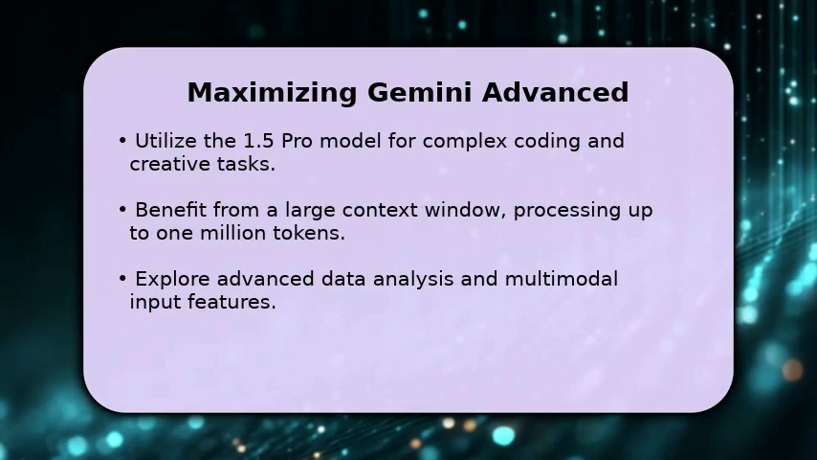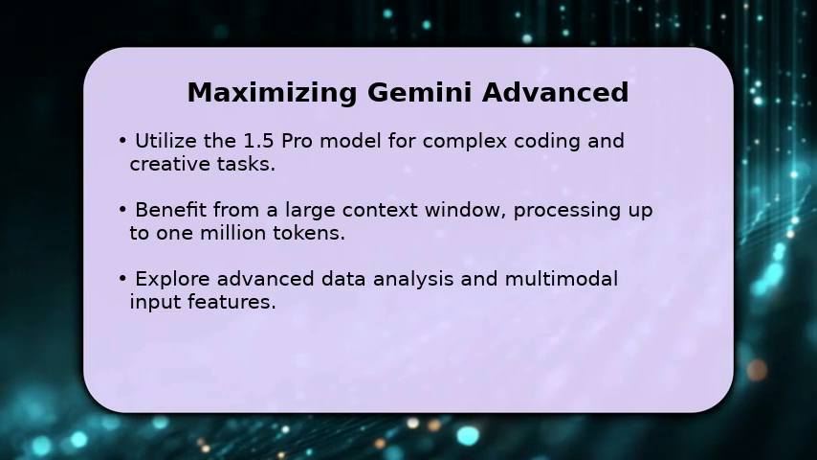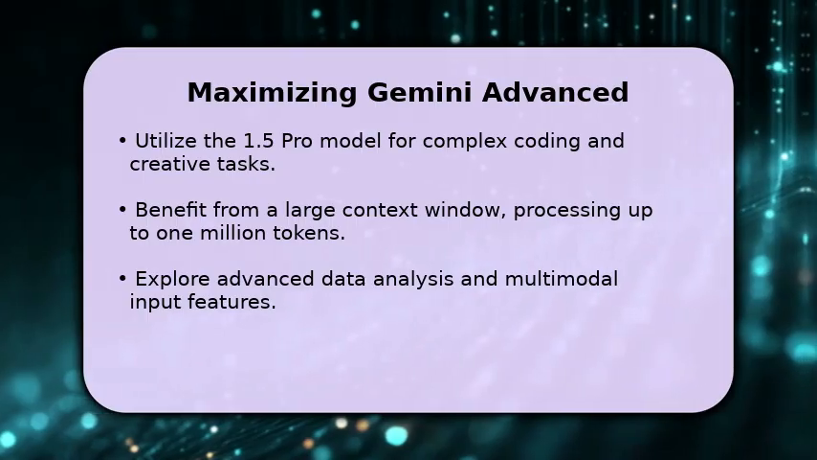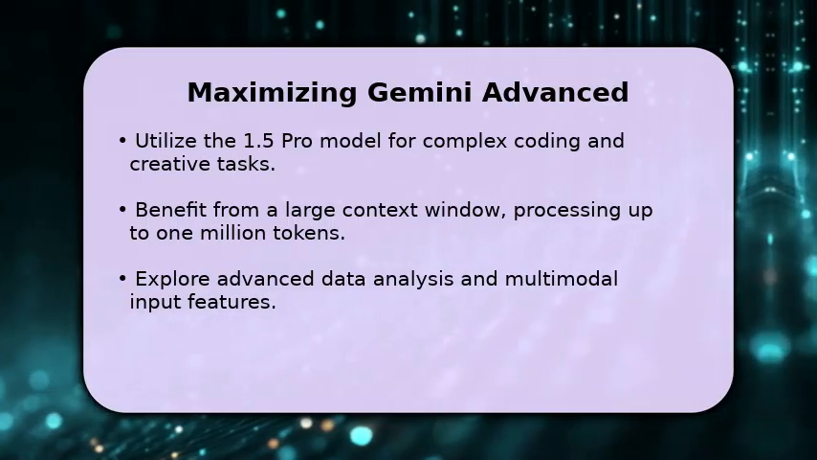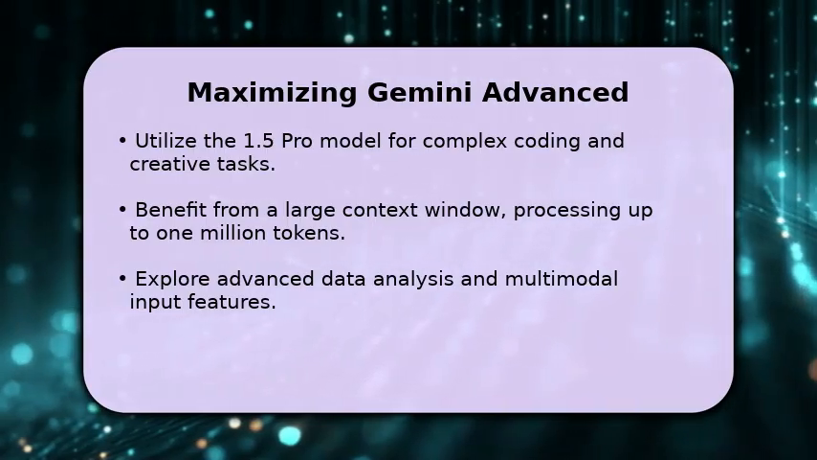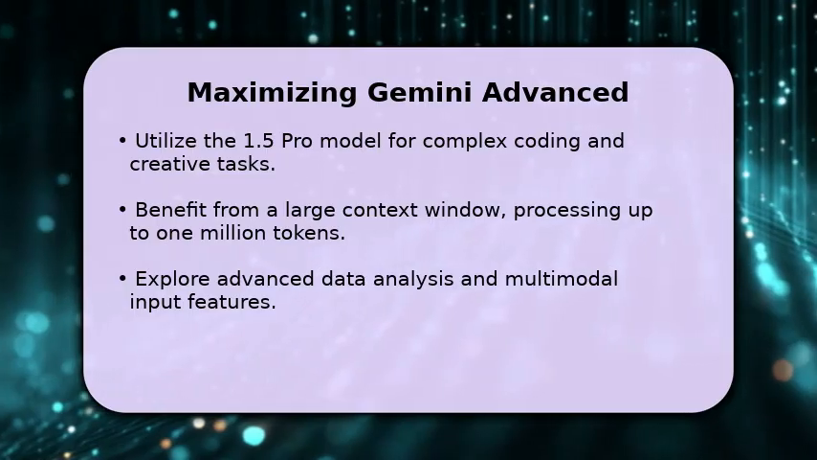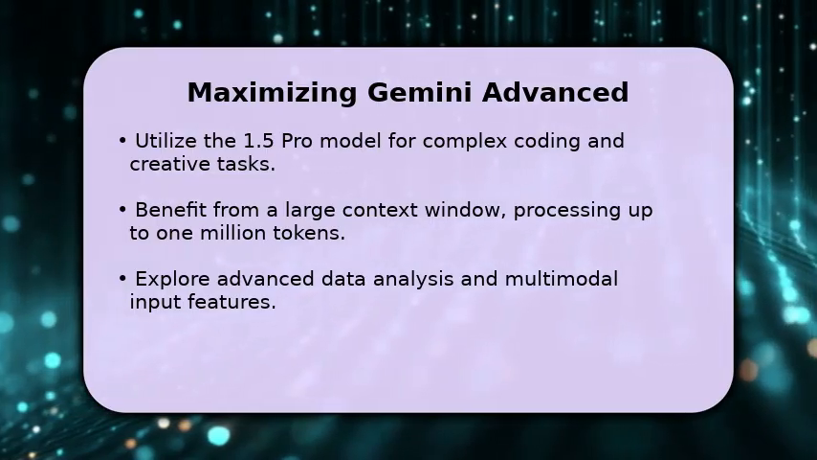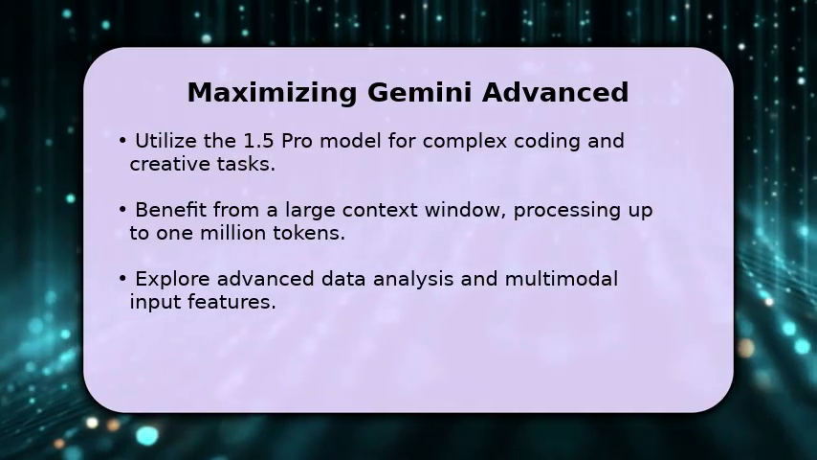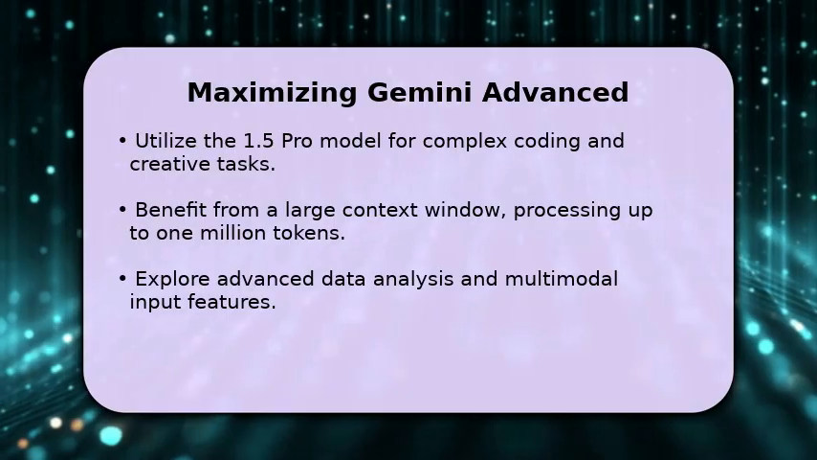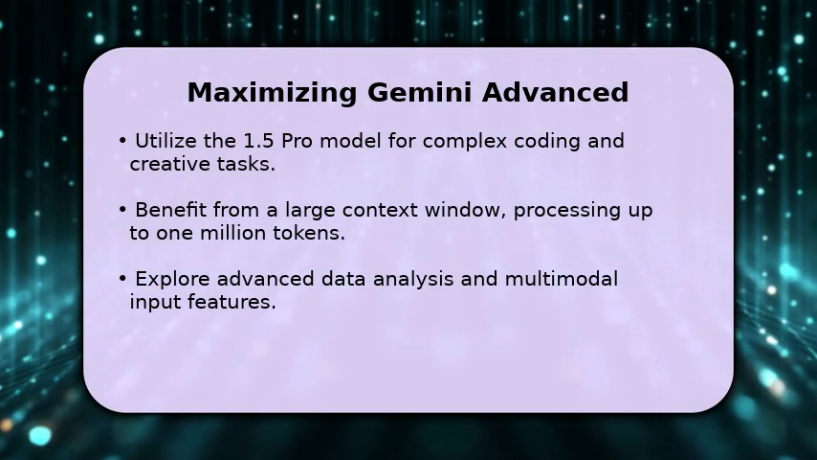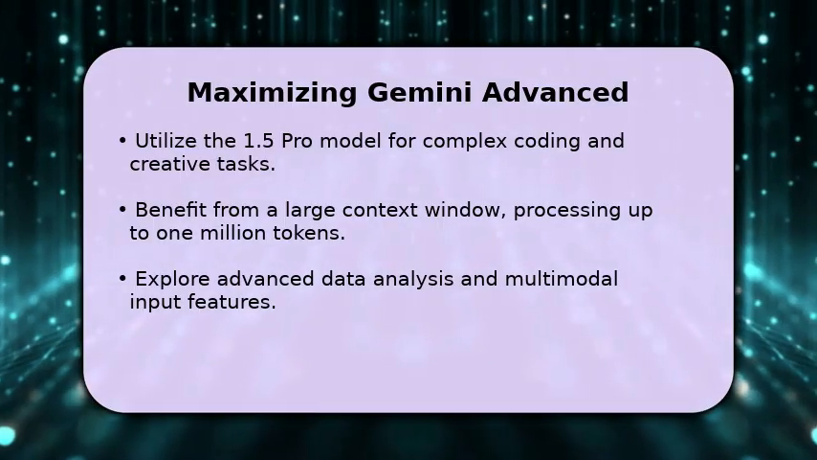With Gemini Advanced, you can now leverage the powerful 1.5 Pro model for highly complex tasks, from intricate coding to creative writing. Take advantage of its large context window, capable of processing extensive information, equivalent to about 1 million tokens. Explore advanced data analysis and multimodal input features for richer interactions. You'll also enjoy priority support and early access to new features, ensuring you always have the latest AI tools at your fingertips.